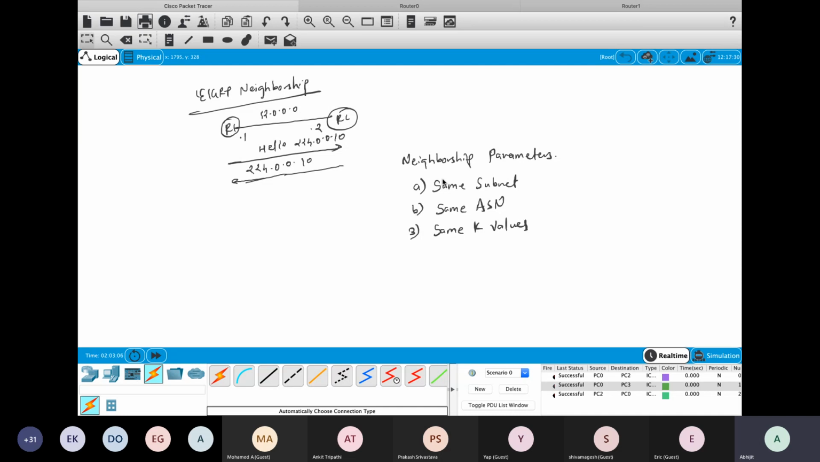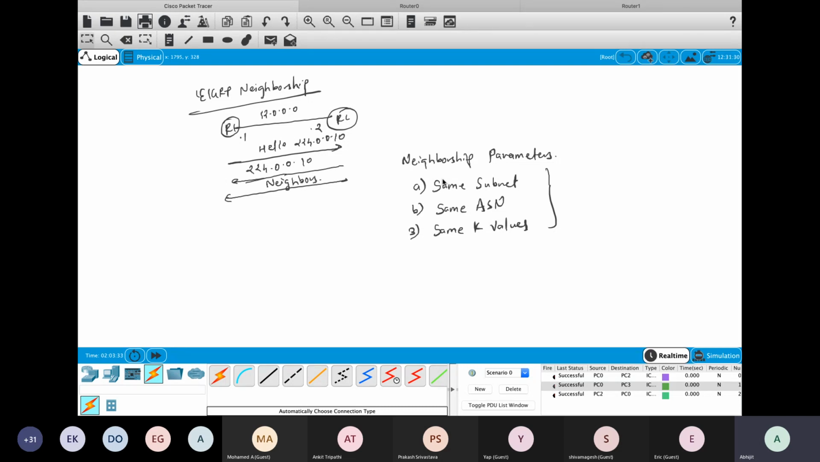But yeah, you can consider it like that, that EIGRP uses all these three parameters to decide whether it can establish EIGRP neighborship with the router or not. And once all of the neighborship parameters are matched, then and only then will both the routers actually become neighbors.